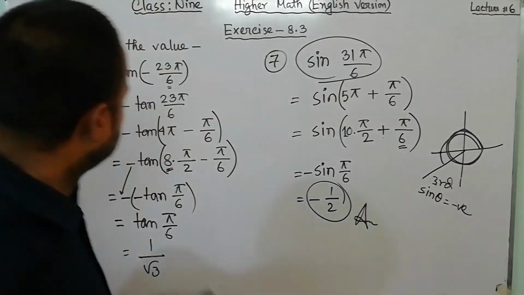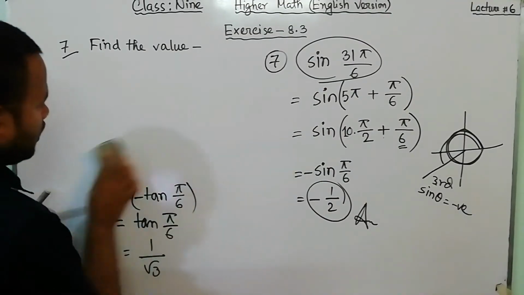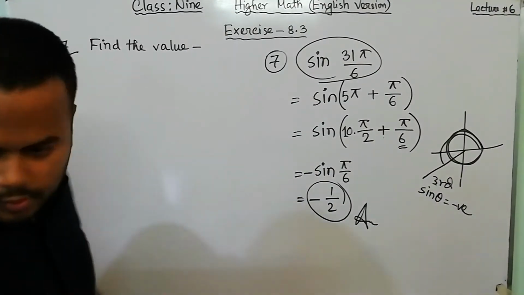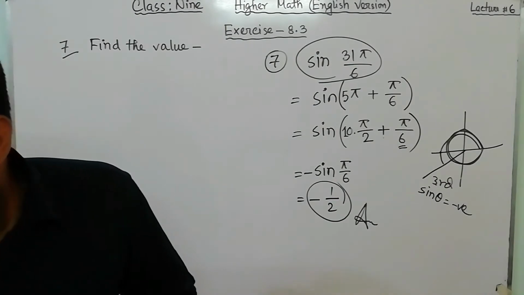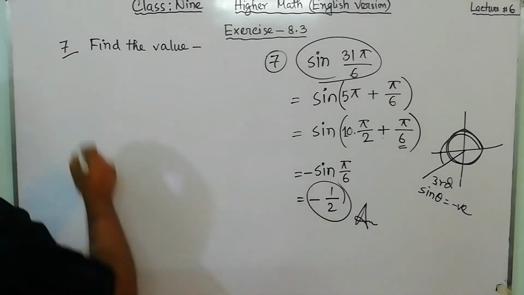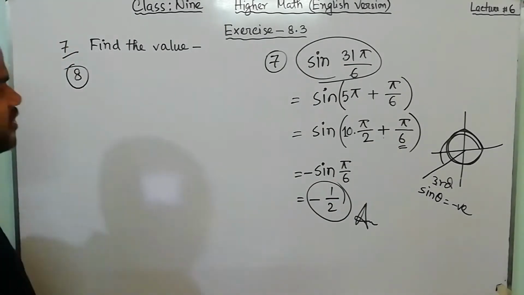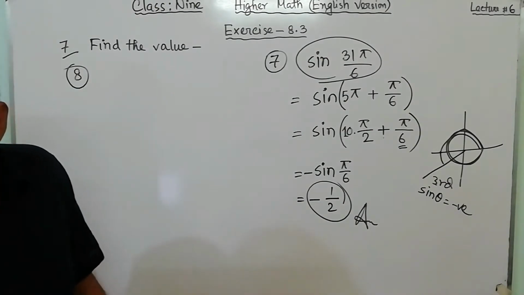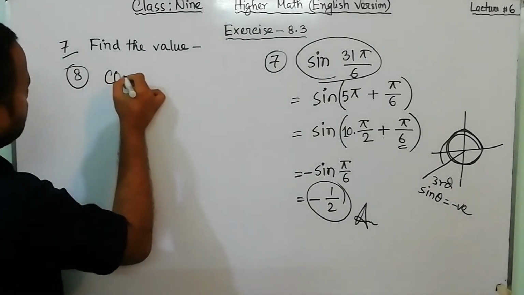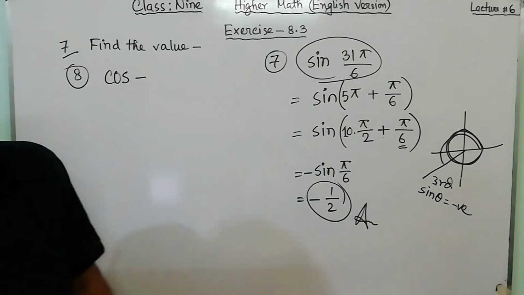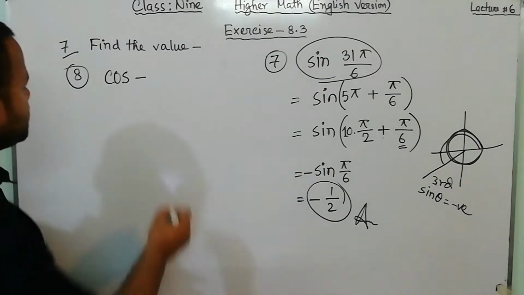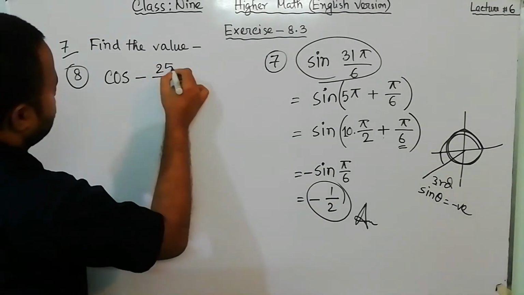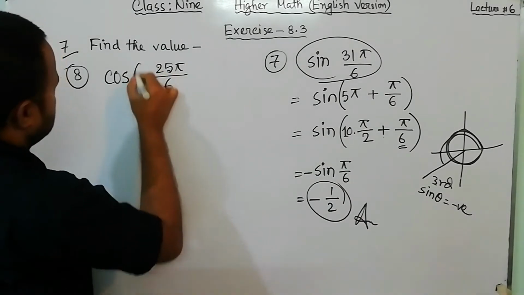If we do another one, that is number 8. Here we are given cos minus 25 pi by 6, 25 pi by 6 here.